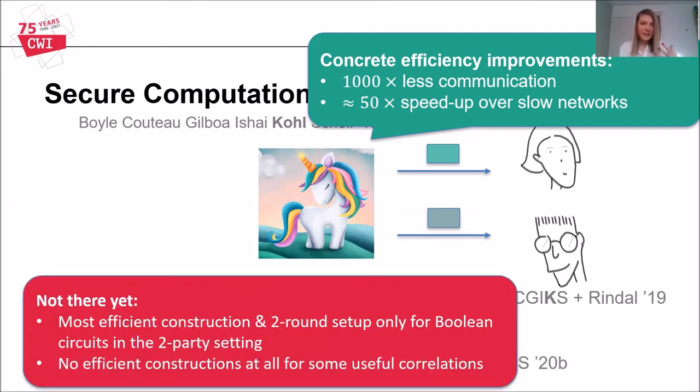There's a problem with the concrete efficiency. The improvements that I mentioned here are just for Boolean circuits and also only in the two-party setting. You can also get efficient constructions in a multi-party setting, but then only for circuits over large fields, arithmetic circuits. And there are some correlations that are very useful and that we know how to construct, but we don't know how to get really practical constructions yet.